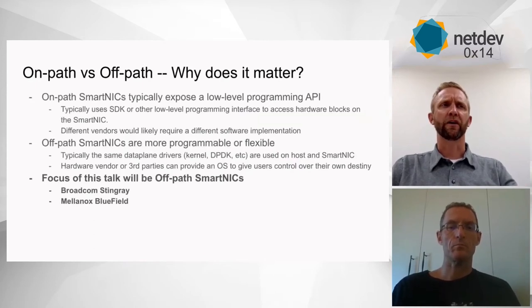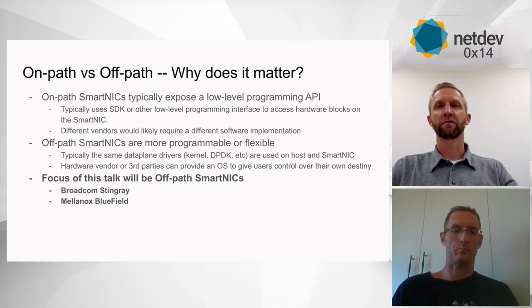So why does it really matter, this on-path versus off-path architecture? On-path SmartNICs typically expose a very low-level programming API. They might use an SDK, or some other low-level interface, to access hardware blocks to access packets on a SmartNIC. And since you're interacting with a very specific implementation, different vendors' packages would likely require a different software implementation.